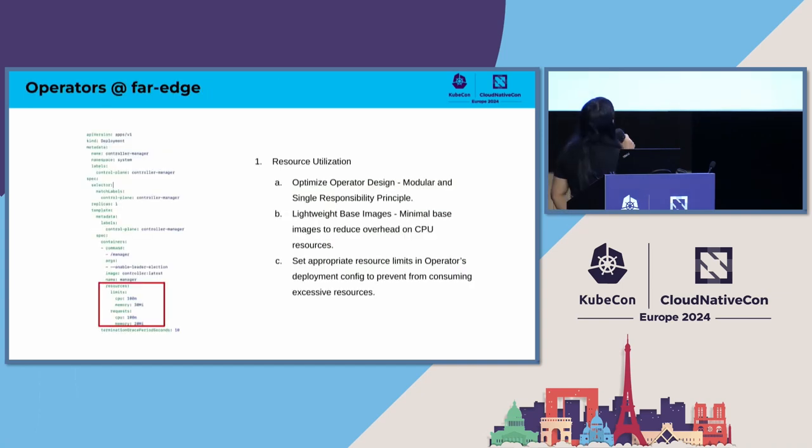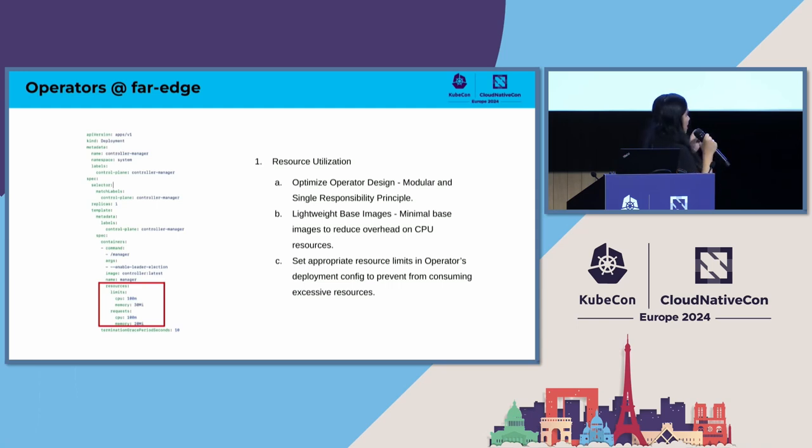So coming to operators at far edge, we have seen the challenges and we have seen why operators make sense. Now let's go into what are the steps we can take to ensure that these challenges can be mitigated in the best possible way. Now the first one was the issue of resource utilization. Now how can we develop operators that reduce the resource utilization? So one suggestion is to optimize the operator design using the single responsibility principle.